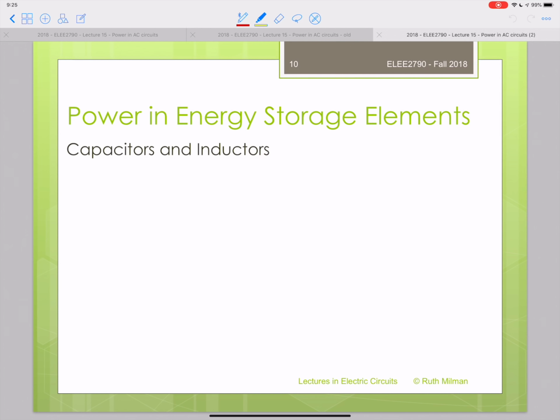So in summary, we see that we have three standard types of elements. We have resistors, capacitors, or inductors. Resistors simply dissipate energy, and so the power that they use is always a positive number. On the other hand, energy storage elements both supply and dissipate power.